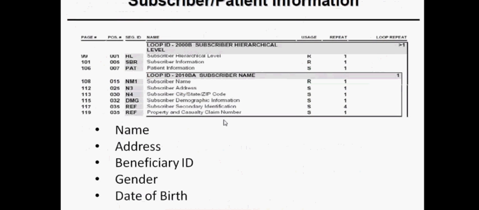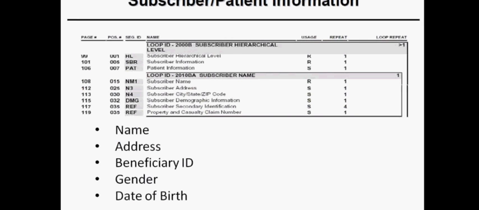Okay. So let's move on to the subscriber and patient information. The loops that are provided to capture the subscriber and patient information is your 2000 series, that is 2010BA, which is your subscriber name information. So always the names are with NM1, N3, N4, so that it is consistently used in the transactions. So the name, the address, the beneficiary ID, the gender, and the date of birth.